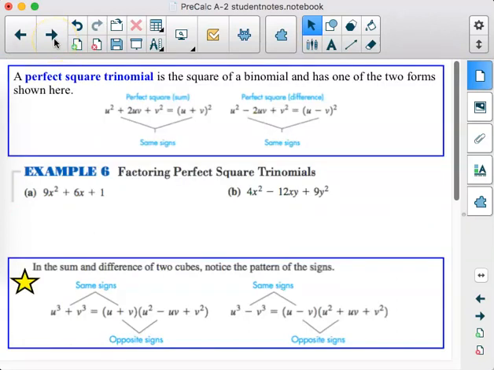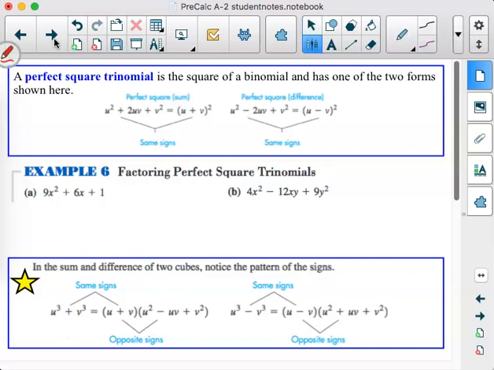Now, as we move on, we want to look for those that are maybe a little bit tougher to spot, but it's always look for the greatest common monomial factor first, then look for these special patterns. And this one is a perfect square trinomial, and it's the square of a binomial, and it has one of the two forms shown below. And you're going to notice the only difference is that one is all addition and the other one has subtraction between the first and second term.